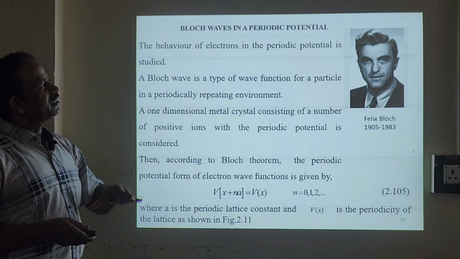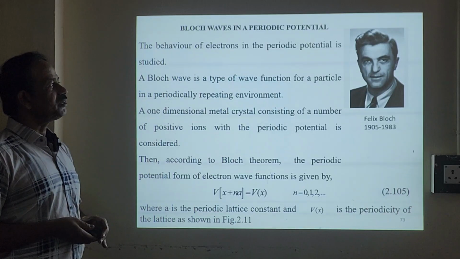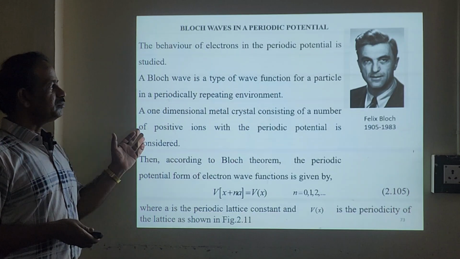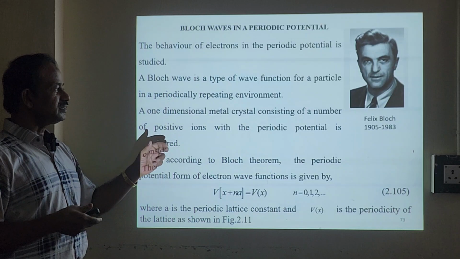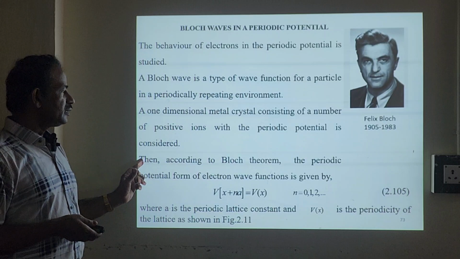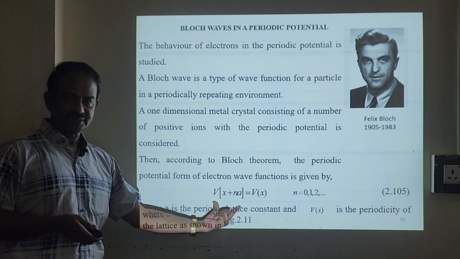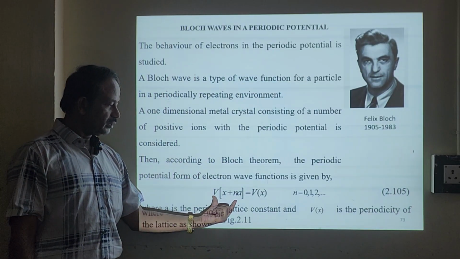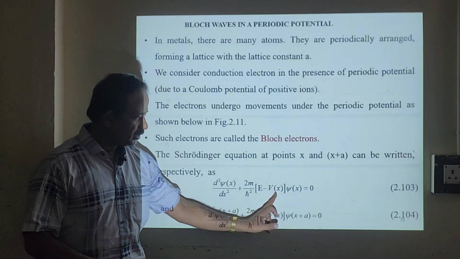About Felix Bloch, the behavior of electrons in the periodic potential is studied. The Bloch wave is a type of wave function for a particle in a periodically repeating environment, as I said. A one-dimensional metal crystal consists of a number of positive ions, the nucleus, with a periodic potential considered. Just now we have seen figure 2.11. Then according to the Bloch theorem, the periodic potential is given by V of x plus Na, where N is a periodicity number. So V of x plus Na is nothing but V of x. That's why we have written V of x on both sides here.